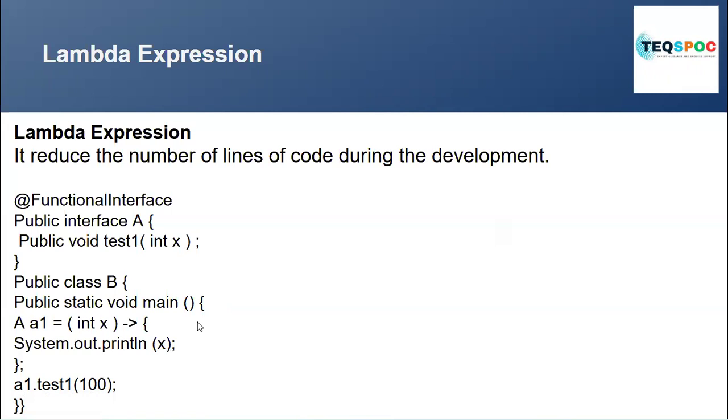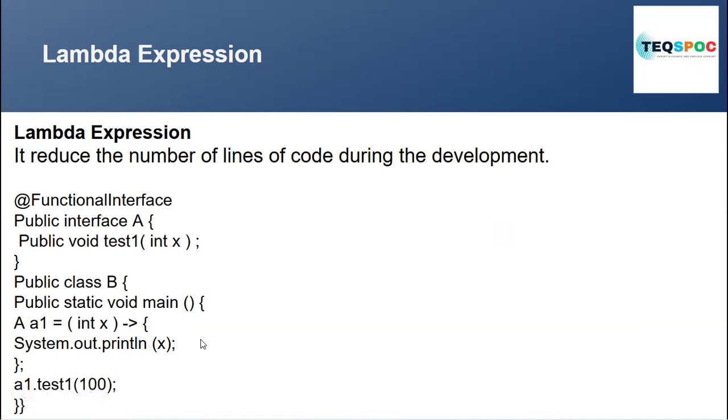Lambda expressions are similar to a method, but we do not need to create an object, because in a Lambda expression the object is created automatically. And lambda expressions do not have a name. They can be implemented right in the body of the method, like a1 equal to int x. Objects are created automatically. We can call the method, variable, or everything. So this is basically a lambda expression.